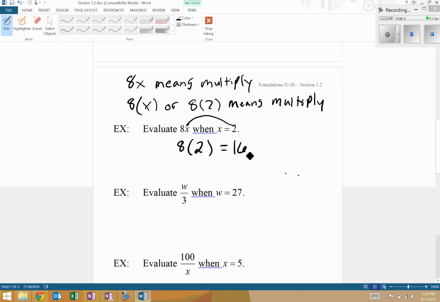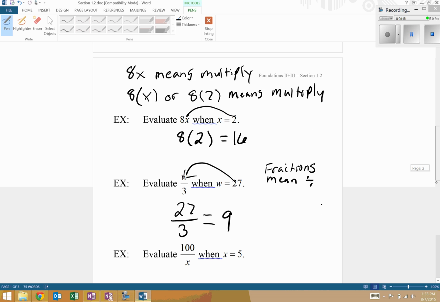We can also represent division with fractions. So any type of fraction scenario, fractions mean division. Kind of a messy division sign, sorry. So if you see like W over 3, what that's really saying is that fraction bar means division. So again, we're going to plug in here 27 on the top. And now what this is saying is 27 divided by 3, or 27 over 3. And you should always simplify fractions if you can. 3 can go into 27 9 times.